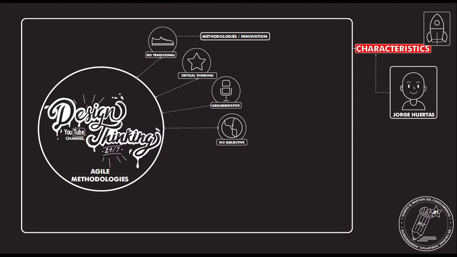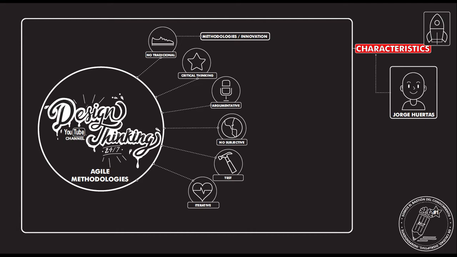Something that is very important is that agile methodologies are not subjective. This means that if you have a point of view, if you have a way of thinking, you have to support your thesis with statistics or any information that can validate or discard your thesis. Also, very important, you need to test all the prototypes, all the different developments that are focused on what you are creating.